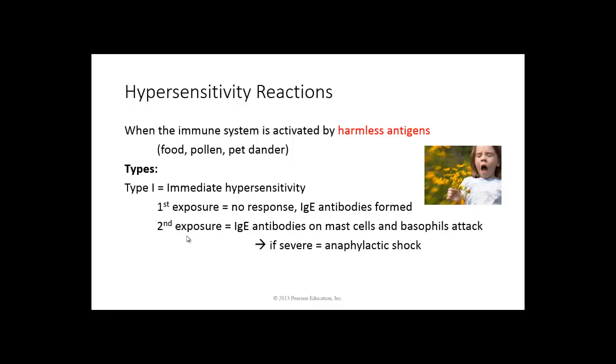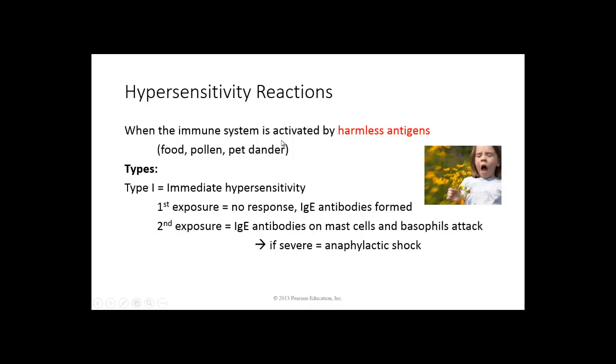Then on the second exposure, say for example a bee sting, someone gets stung again by a bee after they've formed these antibodies, then those antibodies on the surface of mast cells and basophils will cause a huge immune response, which will cause swelling of the airways, low blood pressure, vasodilation causes the low blood pressure, and you end up with anaphylactic shock. So it's very important that people that have this type of sensitivity carry an epinephrine pen with them, an EpiPen. So we give them epinephrine, and that will help to dilate the airways and prevent them from losing the ability to breathe.